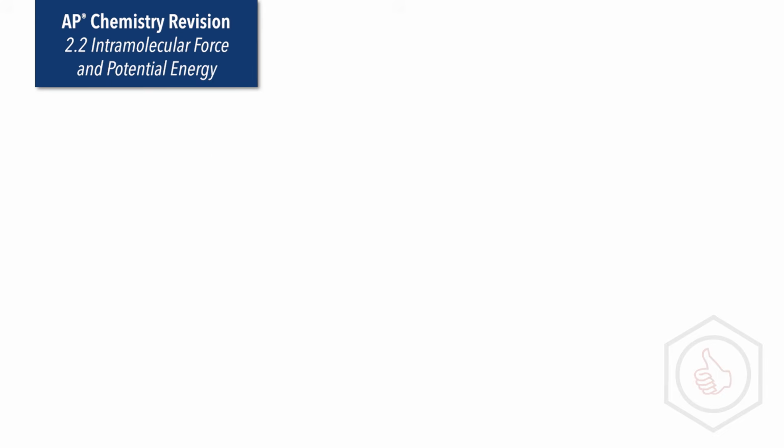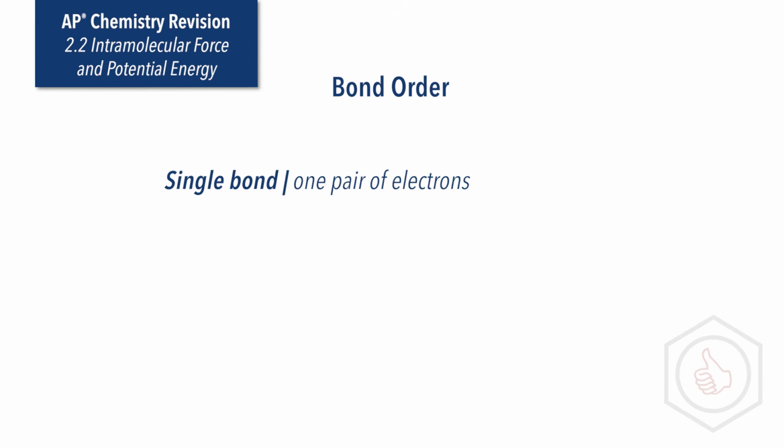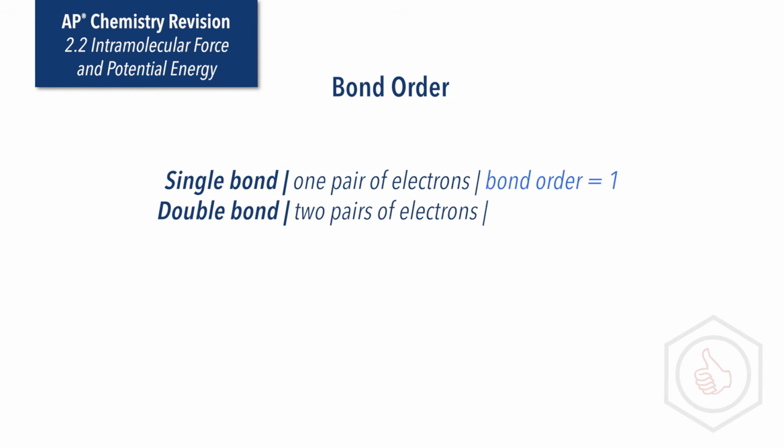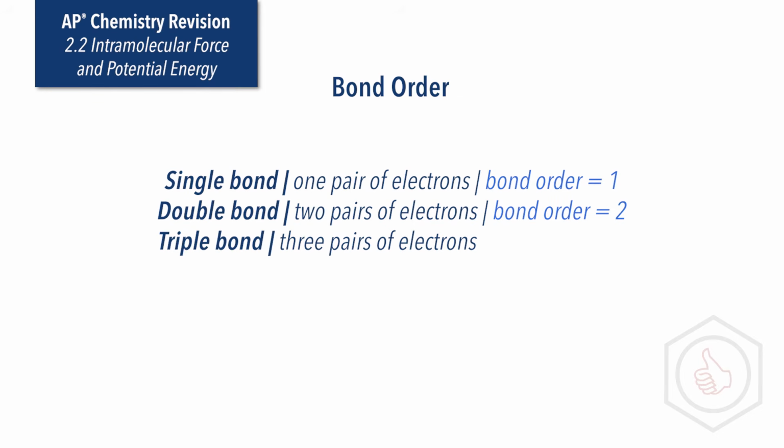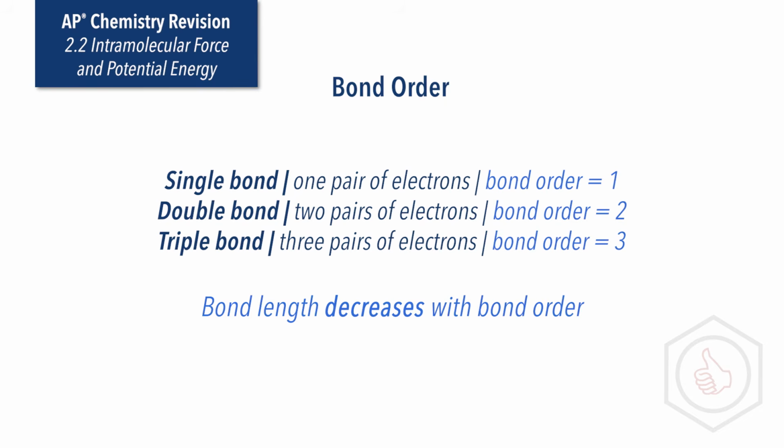Bond order refers to the number of electron pairs shared between two atoms. A single bond has one shared electron pair and a bond order of 1. A double bond has 2 shared electron pairs and a bond order of 2. A triple bond has 3 shared electron pairs and therefore a bond order of 3. As bond order increases, bond length decreases and bond strength increases.